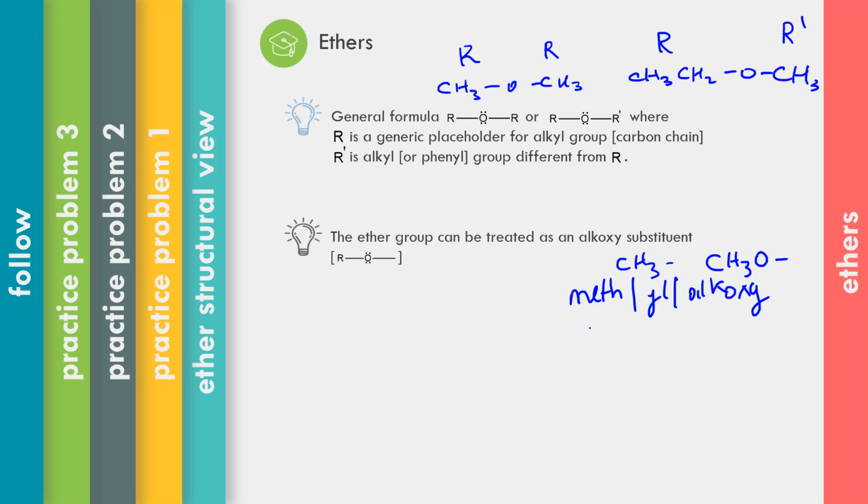Same goes with ethyl, for example. It could be ethyl if it's just two carbons, but it would be ethoxy if it contains oxygen, such as OCH2CH3. So this is ethoxy. And if you don't have oxygen, it's just ethyl.